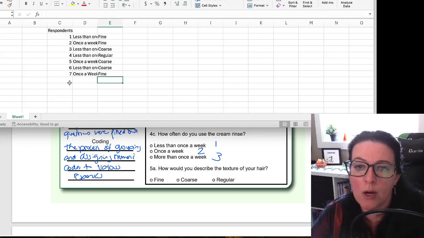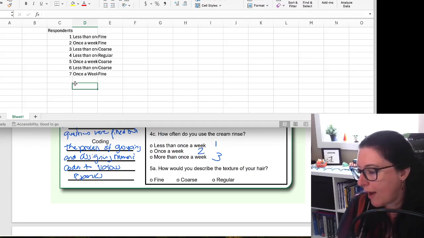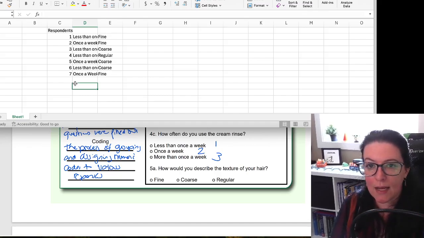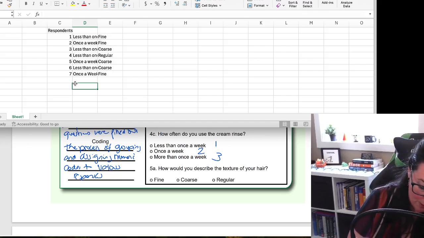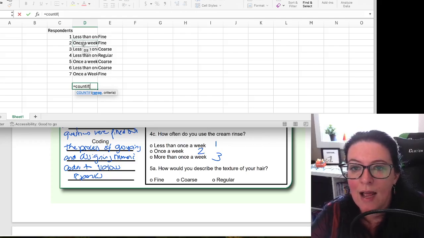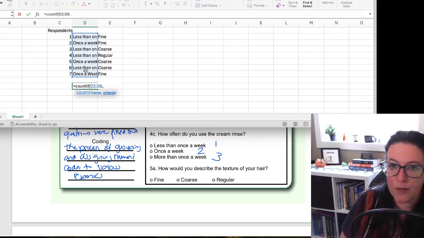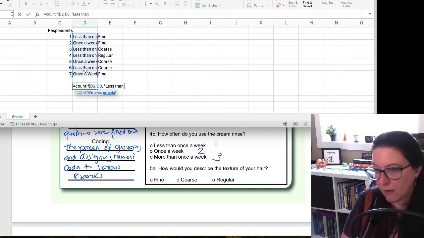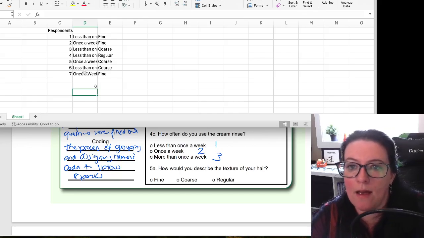in Excel, very quick. Because the challenge we have is that in this case, we have ordinal data in our question 4C. We have nominal data in question 5A. If we wanted to do COUNTIF for the whole set of data and see how many people said less than once a week, then we would need to have less than once a week here. And the problem, of course, is that if it's not formatted exactly the same, then it won't find it.